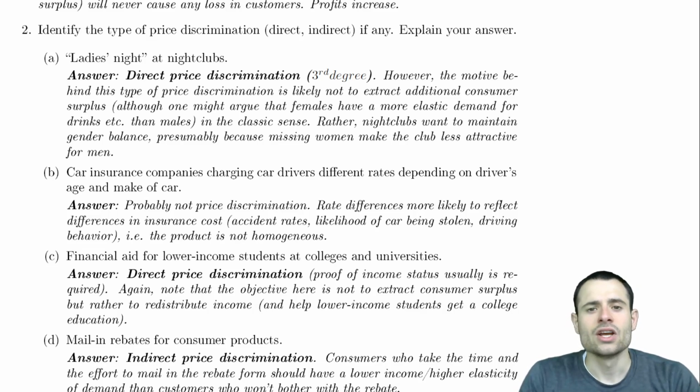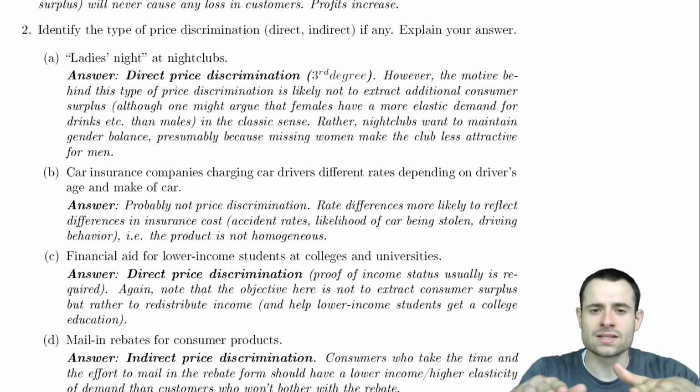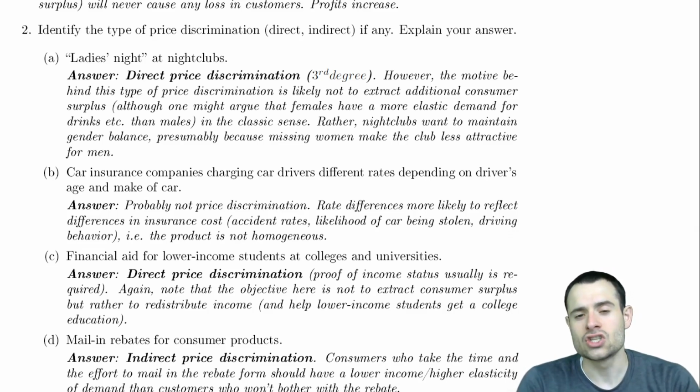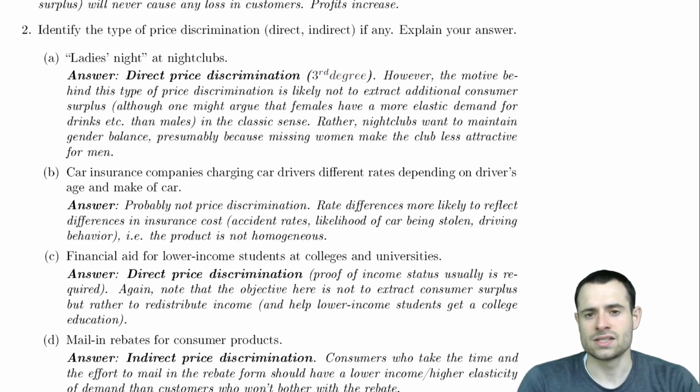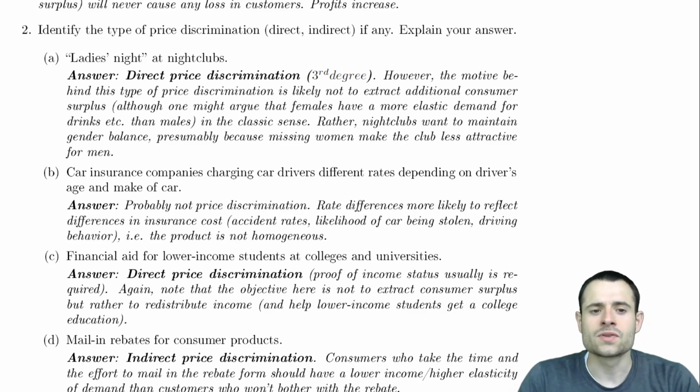However, note that the reason behind this type of price discrimination might not be to just extract more consumer surplus. Rather, it might be to maintain a certain balance between men and women, so that men keep coming and men in general are the ones with a lower elasticity of demand. Men in general are attracted by, prefer to go to nightclubs where there are women. So nightclubs might propose favorable tariffs and prices to women to attract them, so that as a consequence, more men will come as well.